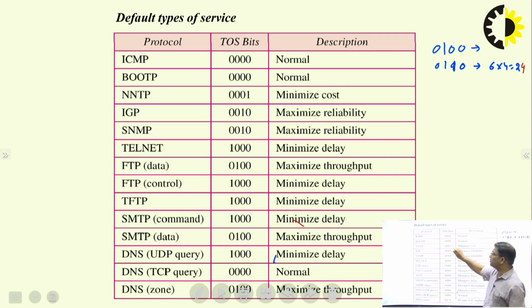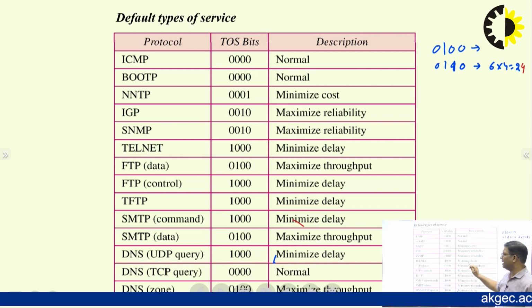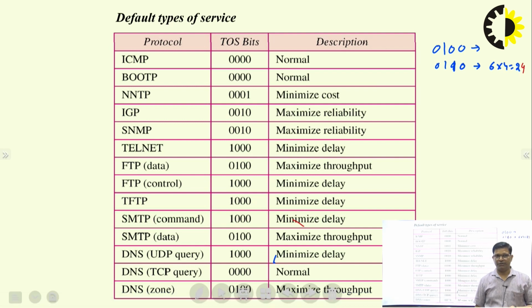If C is 1, minimize cost, then we are using NNTP protocol. If R is 1, maximize reliability, then IGP or SNMP is used. If D is 1, minimize the delay, then Telnet is used, for immediate delivery of the packet to the next machine. If T is 1, maximize throughput, then FTP. So these are the different protocols if we are keeping any DTRC bit as 1.